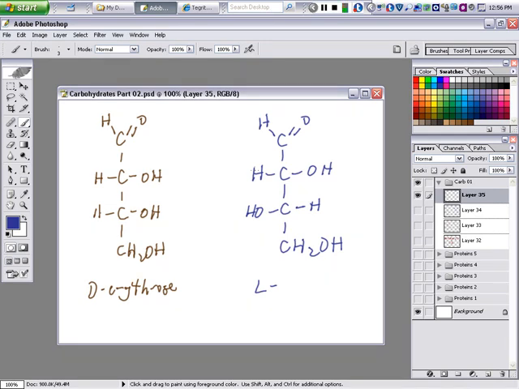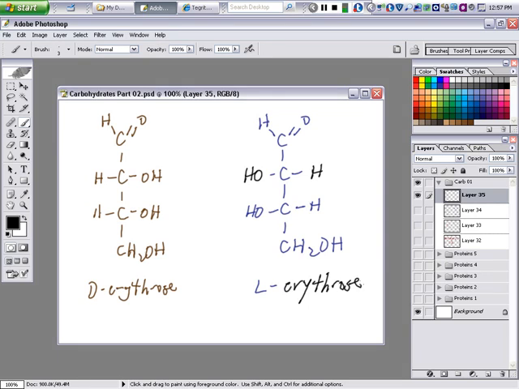But whenever you have the D and the L isomers, they are complete mirror images of one another. And so in order for this to be a mirror image, the OH has to be here. Everything has to change. All of the chiral centers have to switch places. Exactly. That was the L-threose I had before. And so this is L-erythrose here.